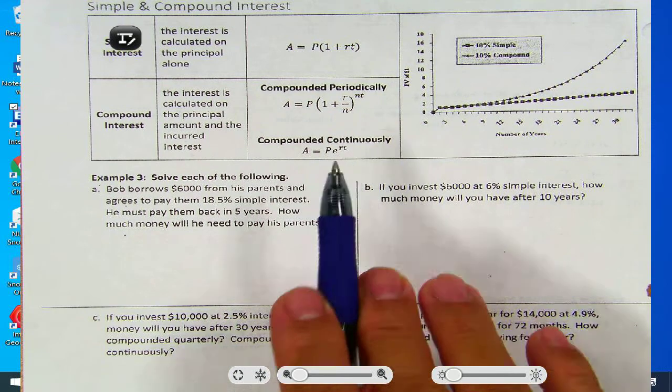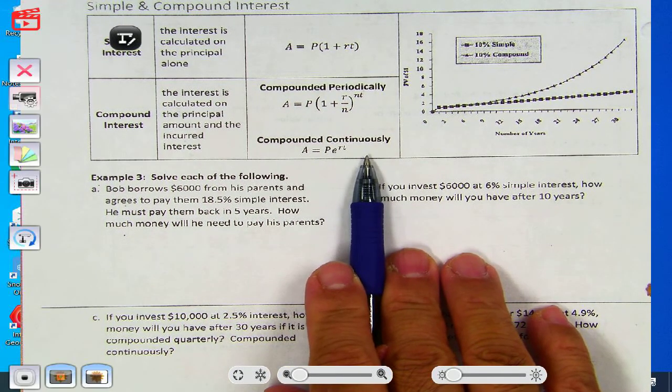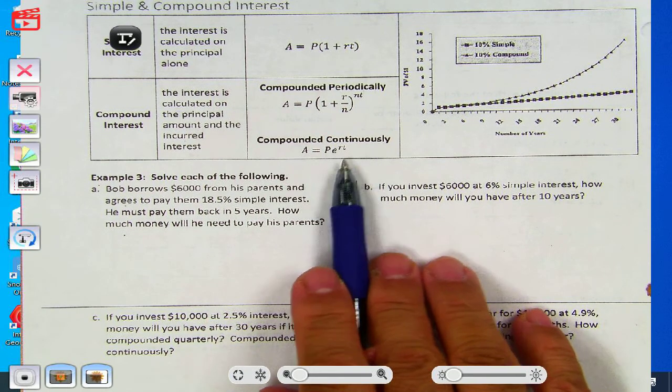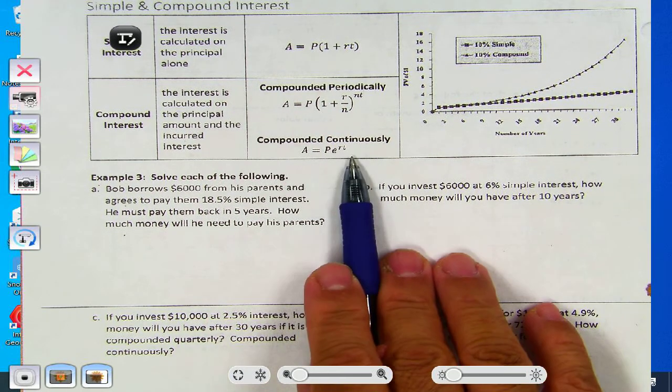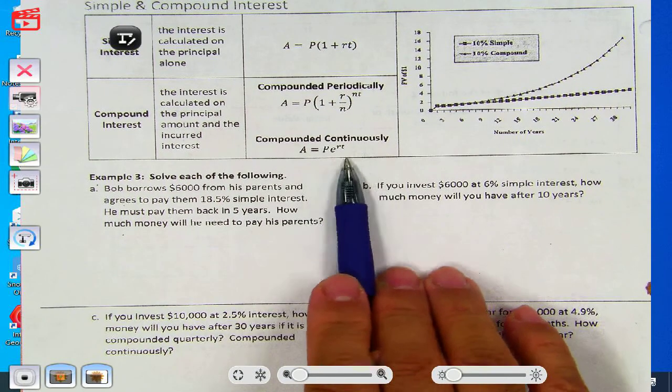However, there is something that is charged continuously. Anybody know? The national debt is calculated using this formula. So that's the most interest you're going to end up paying.